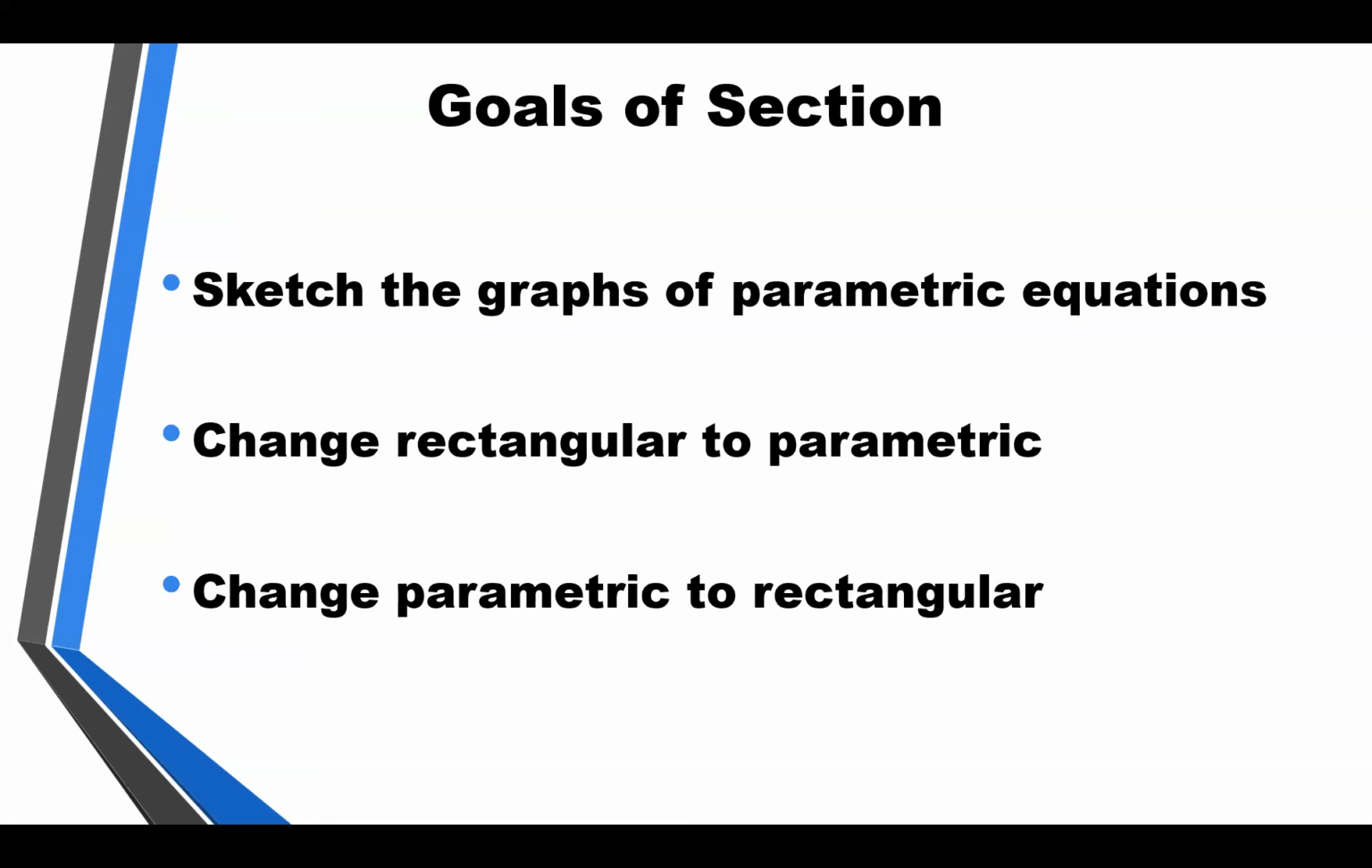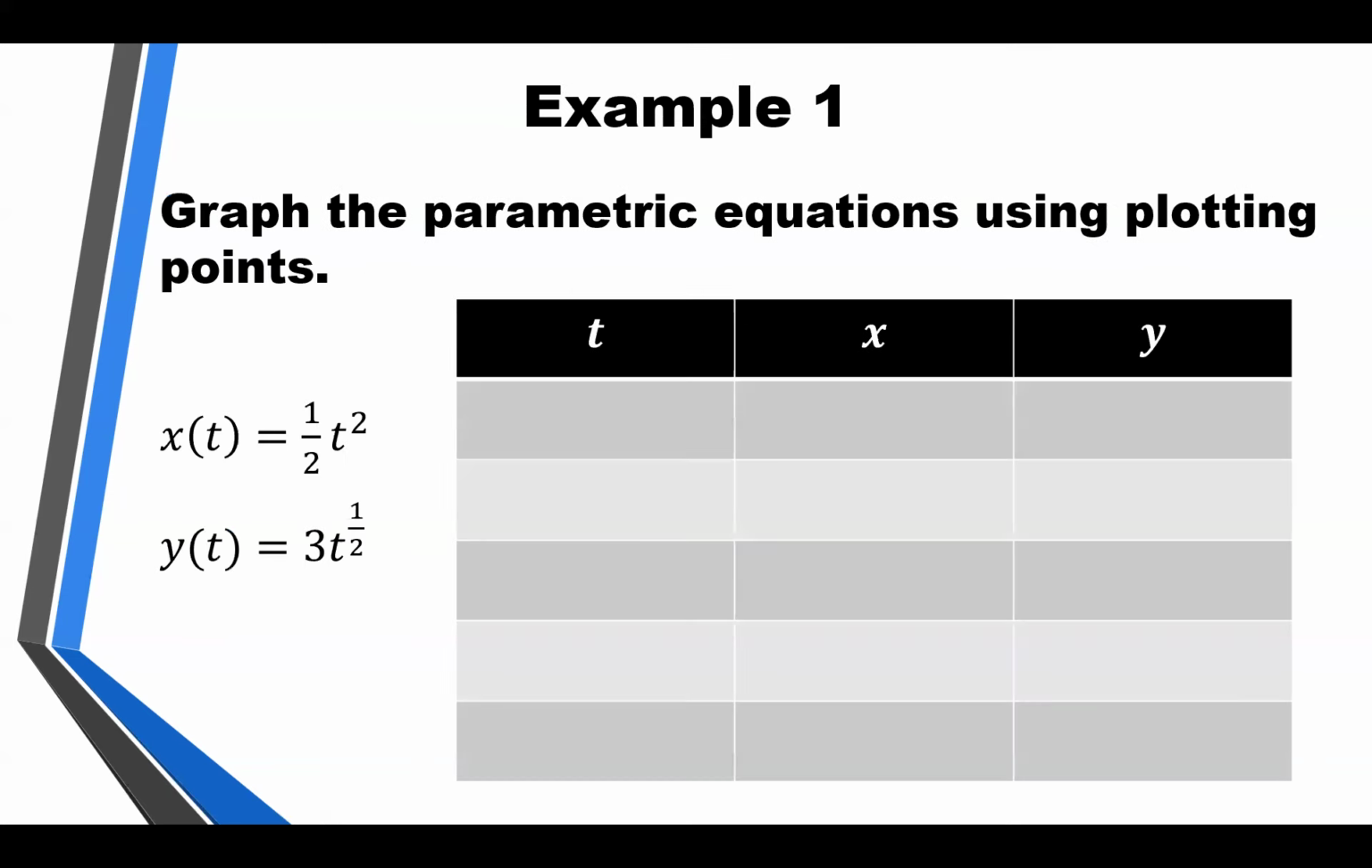So in this section, we're going to sketch some graphs of parametric equations. We're going to change back and forth between rectangular and parametric equations. Rectangular is just the x, y, where y is equal to a function of x, or we have x's and y's in our equation. And we're going to change those back and forth to parametric. So let's start by graphing some parametric equations, and I'll use plotting points to do the graphing in this example.